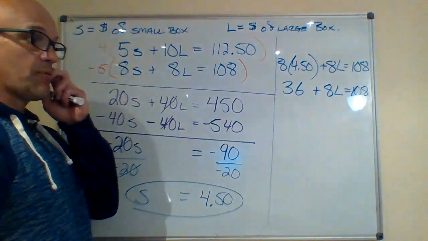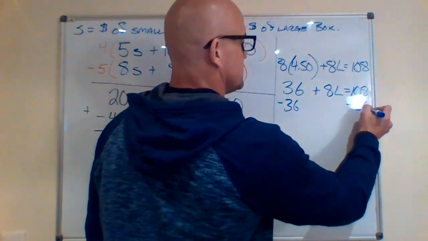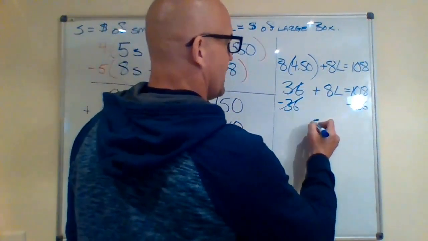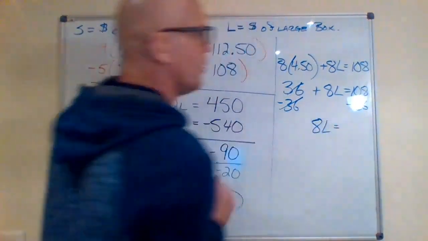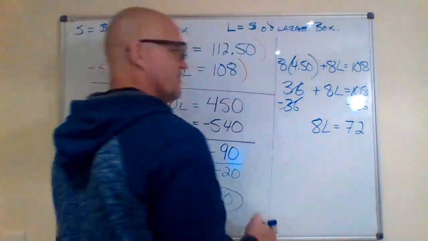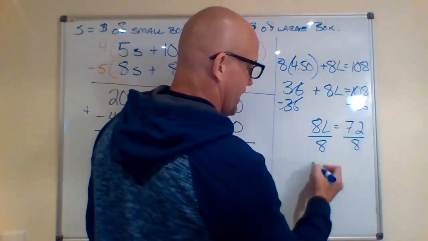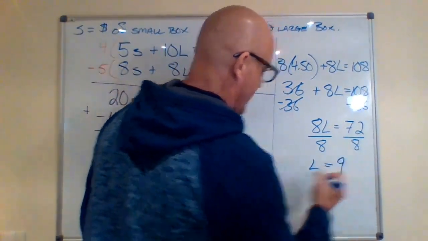Now it's a 2-step problem. I'm going to subtract 36 from both sides. Subtract 36. This is going to cancel out. 8L is going to equal, I believe that would be 72. Then I'm going to divide both sides by 8. And I'm looking at L equaling 9.